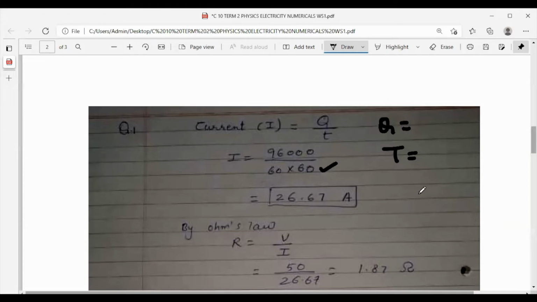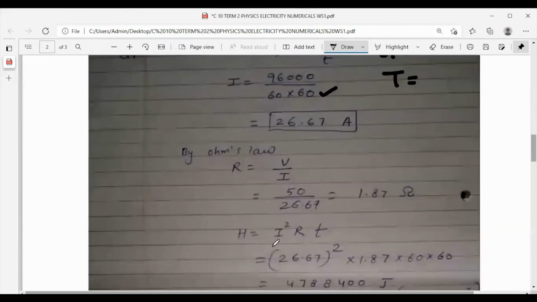So first you have to understand what is asked. The question is: calculate the heat produced. So what is the formula for that? The formula is I squared RT. Heat H is equal to I squared RT, or you can say VIT. That means V is equal to IR, and one I is already there with you, so it will become I squared RT.